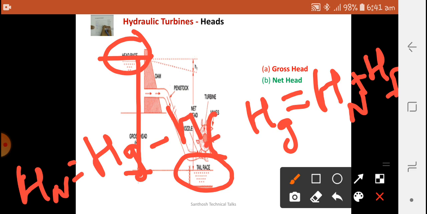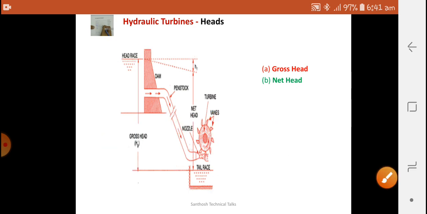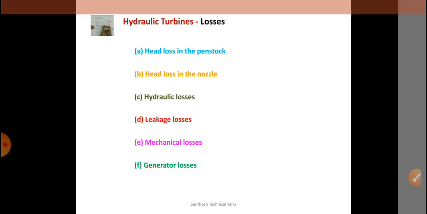Then we get the net head. Net head is the head available at the nozzle or tail race. That is the useful head. Net head is the useful head, whereas the friction head has to be subtracted from the gross head. That is our interest.